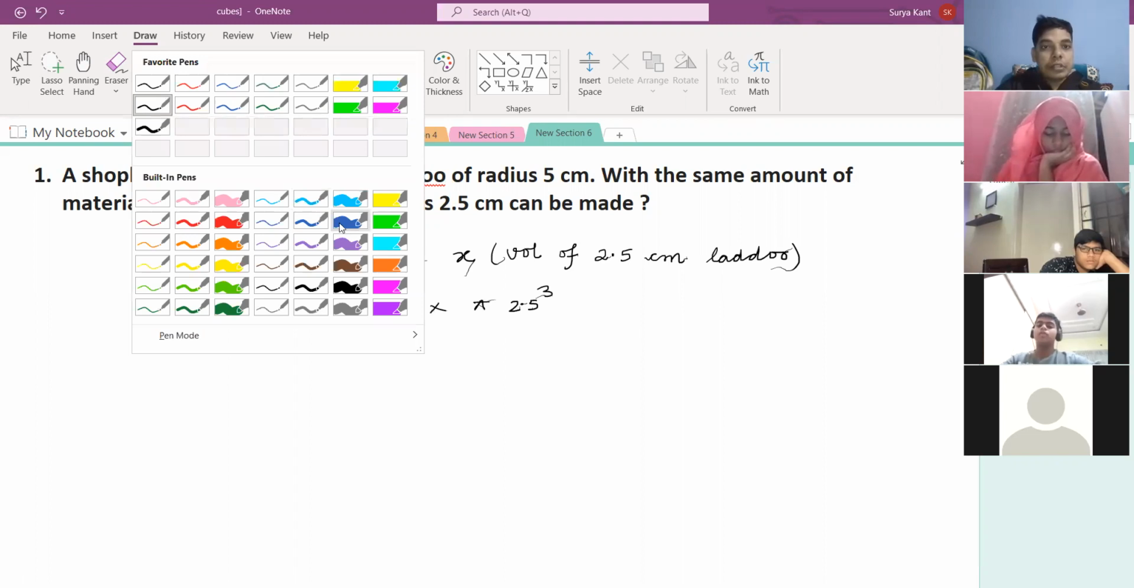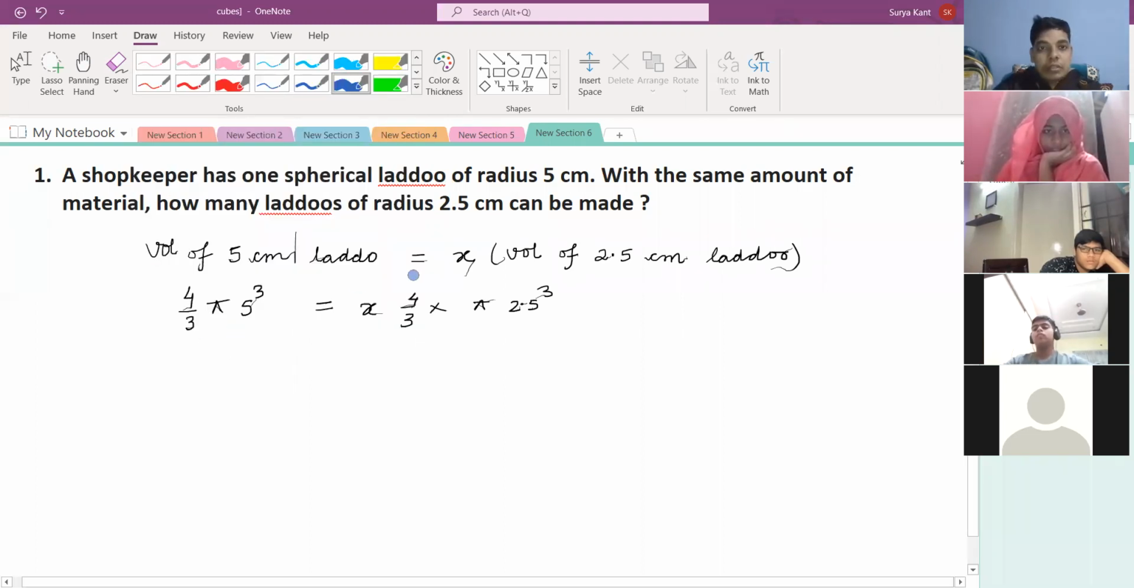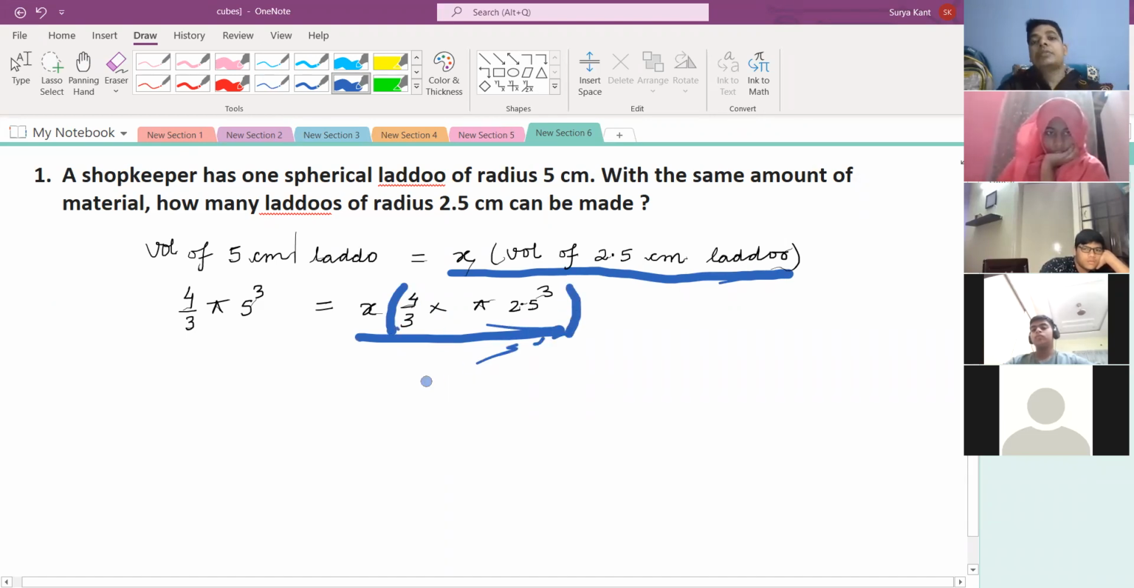Sir, I did not understand RHS, sir. This part you are not getting? The down one, sir. Yes, sir. This is the volume of small laddus. Then what is X, sir? X is the number of small laddus. We don't know, that only you have to find, no? Because the volume of big laddu is X into the volume of small laddus.